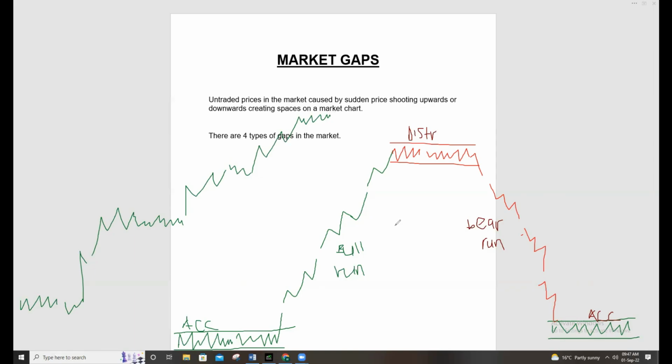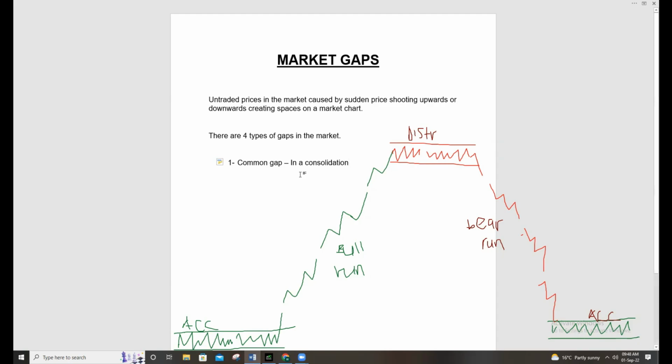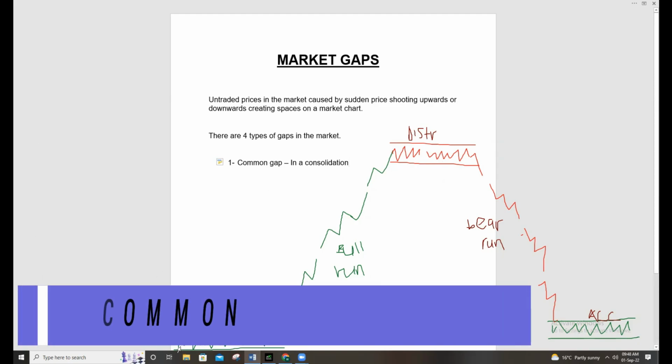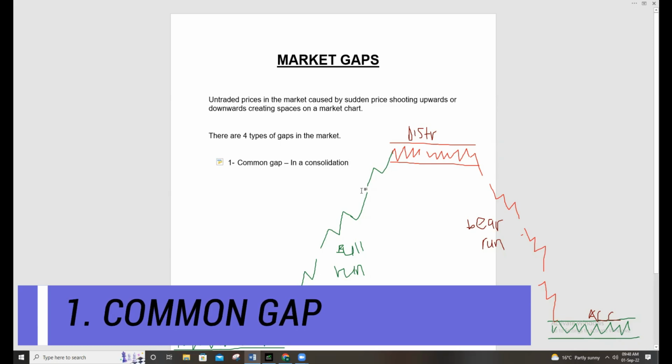So now on these four, this is where you expect to have your gaps. Now let's talk about these gaps. What are these gaps? I'm just gonna leave that there so that I don't have to do it again. So gap number one is what we call the common gap.